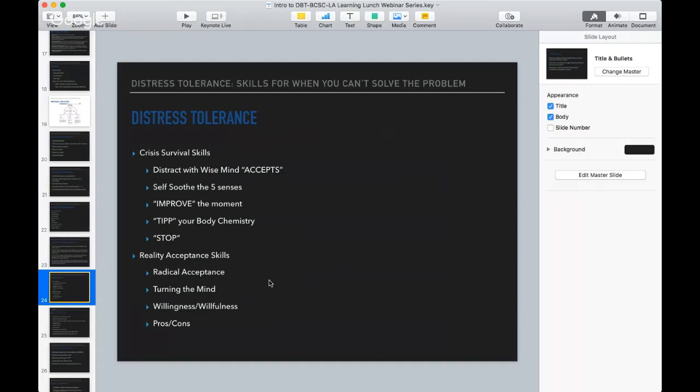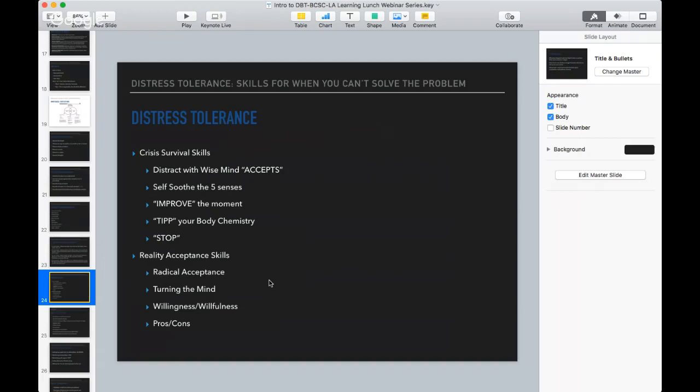So distress tolerance are skills for when you can't solve the problem. Linehan will always say, if you can solve a problem, solve it. If there's a solution to your distress, or there's something you can say to somebody to work out a conflict, do it, solve the problem. However, as we all know, life presents many situations in which we cannot solve the problem. And in those instances, distress tolerance skills are what are called for.